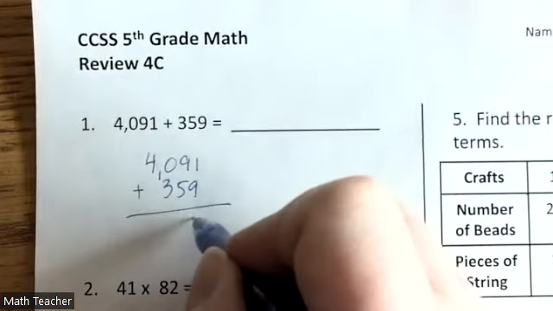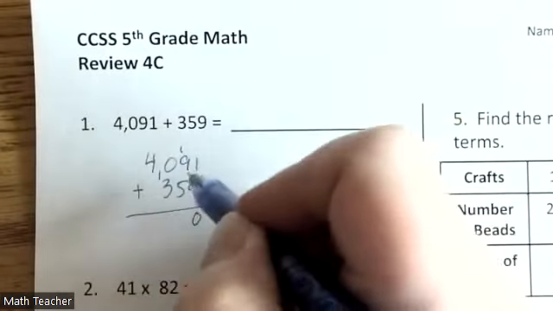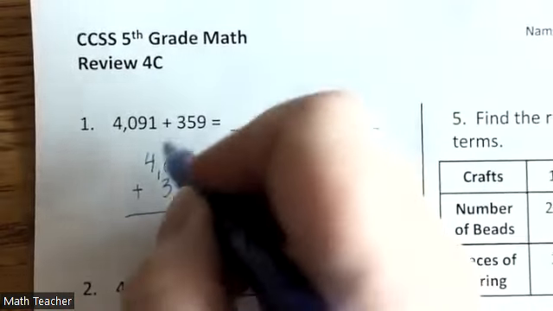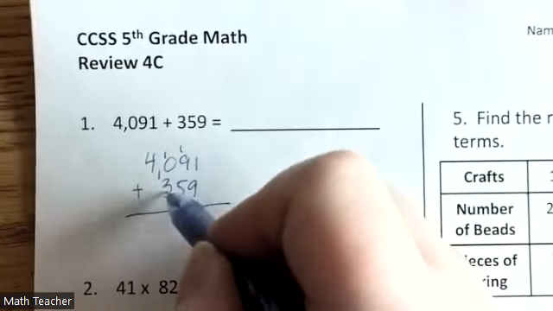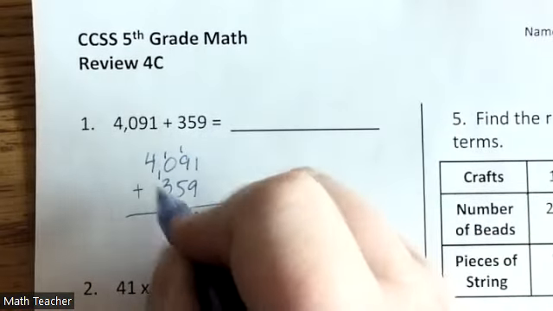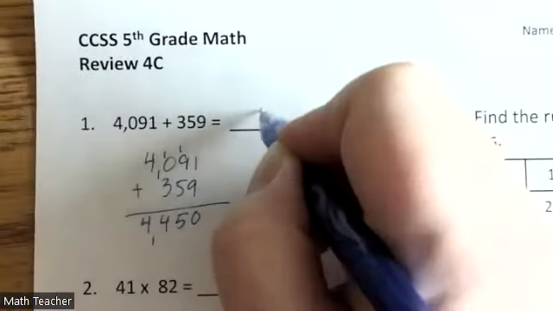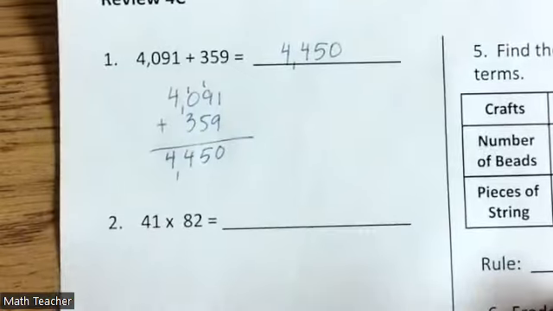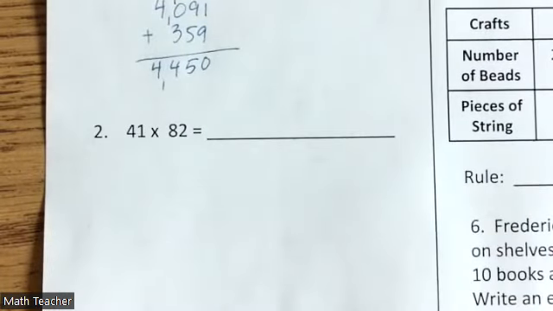9 plus 1 is 10. Write the 0, carry the 1. 9 plus 1 that we carried is 10, plus this 5 is 15. Write the 5, carry the 1. 3 plus 1 is 4. 4 plus nothing is 4. So we get 4,450.